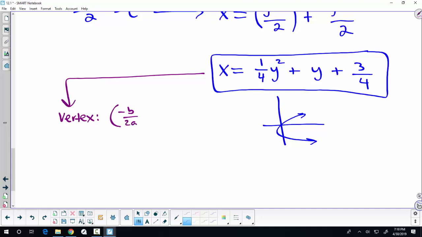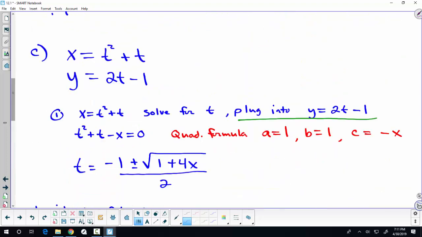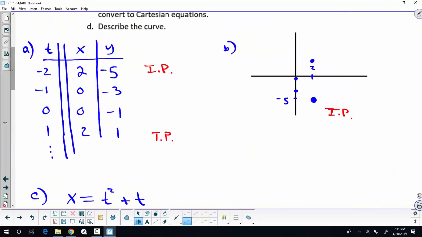I'll just remind you, negative b over 2a, and then you plug in the function. Call it f. We have negative 1 over 2 times a fourth. So the coordinate there, negative 2, and then we'll plug that back into the 1/4 y squared plus y plus 3/4, and then that would give us this vertex here. We didn't quite get that when we did part B. So our vertex is somewhere in here.